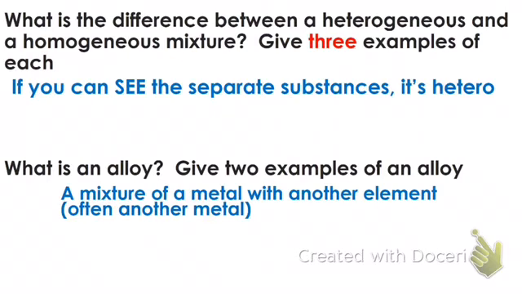Now, the alloy is a mixture of metals with another element. And usually it's 2 metals together, but oftentimes carbon gets mixed in with things like iron to make a better, stronger alloy, which we call steel. And we do that to combine the best properties of each of those elements.